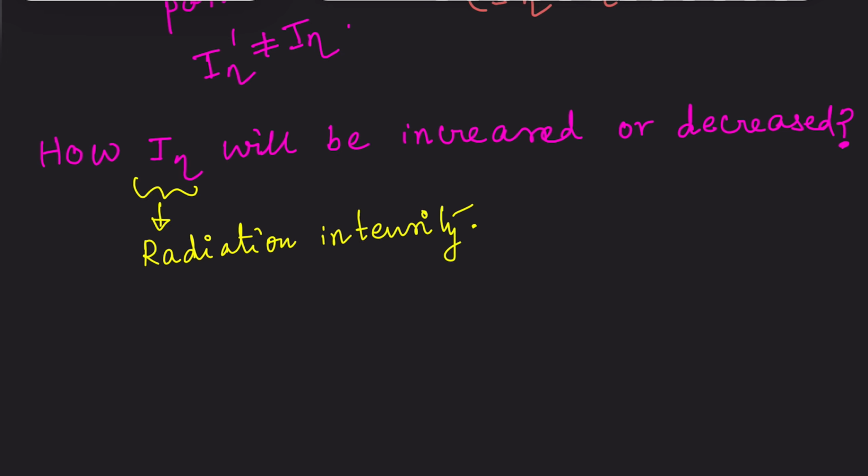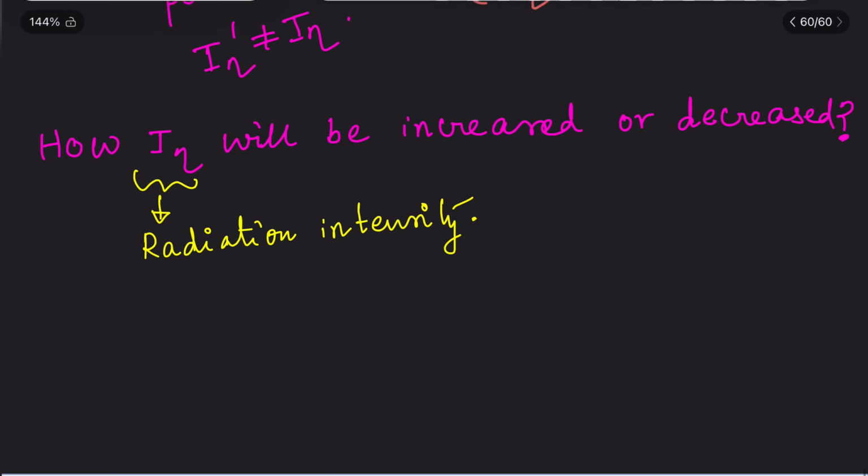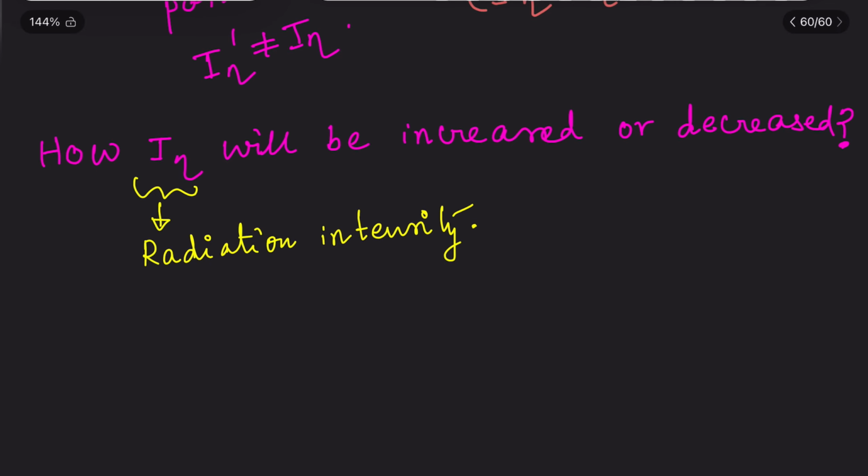That is the radiation energy per unit area normal to the rays, per unit solid angle, per unit wavelength. That was the concept. So this is the radiation intensity. Radiation intensity is nothing but radiation energy.